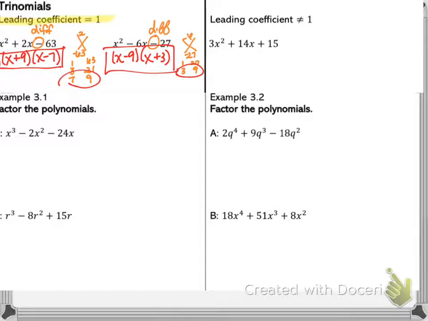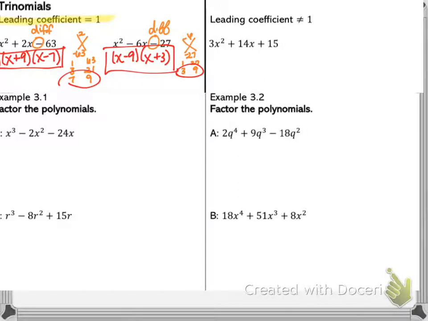So doing a normal trinomial like this is pretty easy, but what if it's not a leading coefficient of 1? What if it's something different, like in the problem next to it, which says 3x squared plus 14x plus 15? Like, what do we do at that point? Well, in this particular method, I like to teach slide and divide.